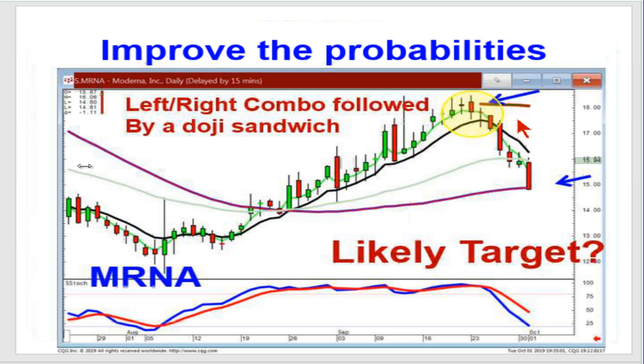There's your bearish left-right combo. If I see a bearish left-right combo, I close out the position even though it hasn't closed below the T-line, because the strength or the probability of that signal working, meaning bearishly, is extremely high. Now notice what you have: a left-right combo followed by a bearish doji sandwich.